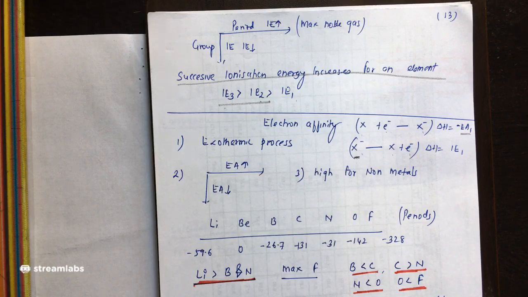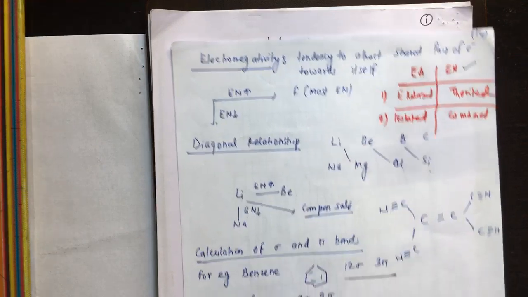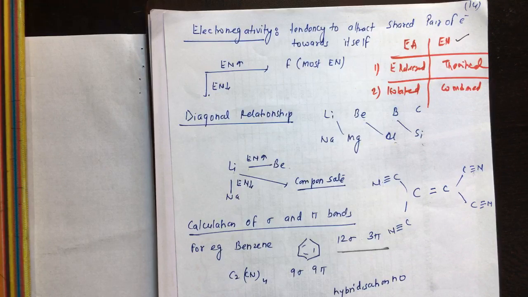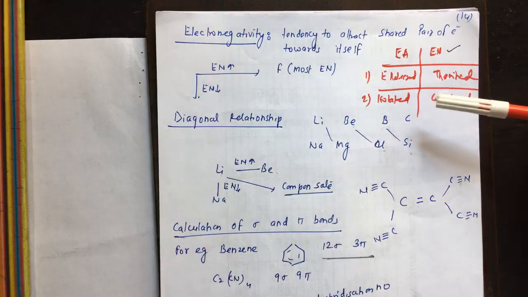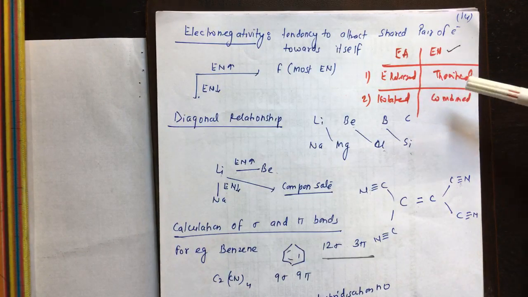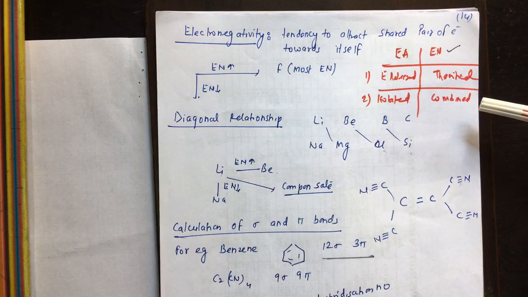Next we come to the discussion of electronegativity. What exactly do we mean by electronegativity, and what is the difference between electronegativity and electron affinity? Electron affinity is the energy released, while electronegativity is a theoretical concept. Electron affinity refers to the isolated state, while electronegativity refers to the combined state. Electronegativity is the tendency to attract the shared pair of electrons towards itself.